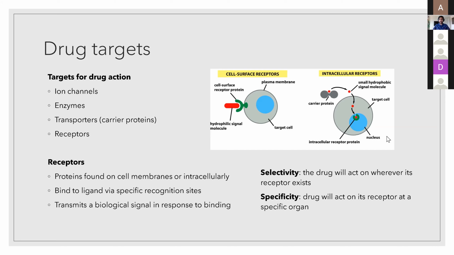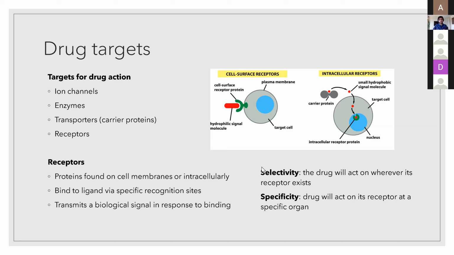There are two terms we've got to understand when it comes to drug receptor interactions, and that is selectivity. It's the idea that the drug will act on wherever the receptor exists. So no matter where the receptor is in the body, the drug can bind to it and act on it, whether that be in the heart, the lungs, the blood vessels.